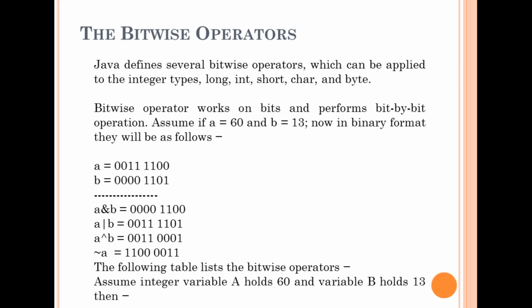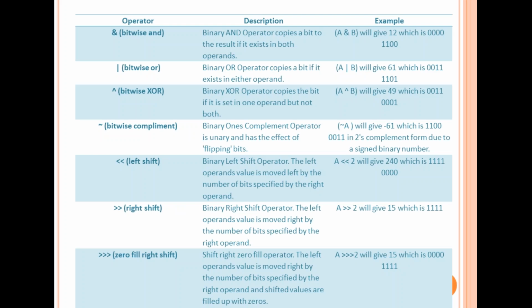Assume if A equal to 60 and B equal to 13. Now in binary format they will be as follows: A equals 0011 1100 and B equals 0000 1101. A and B, A cap B. The following table lists the bitwise operators. Assume integer value A holds 60 and variable B holds 13.